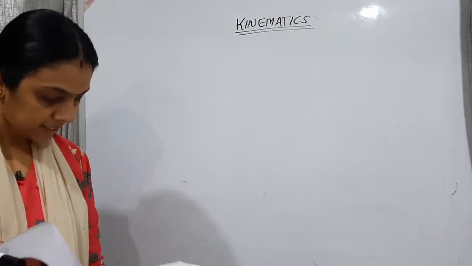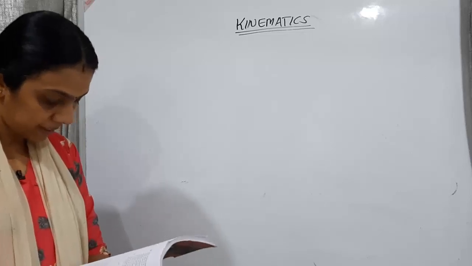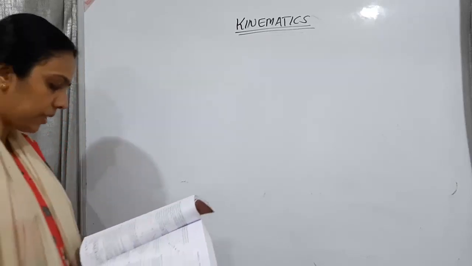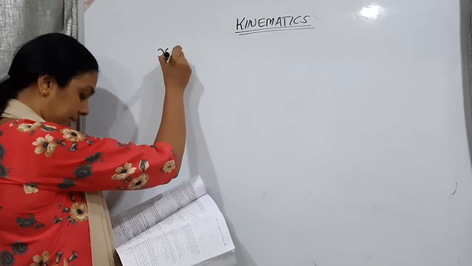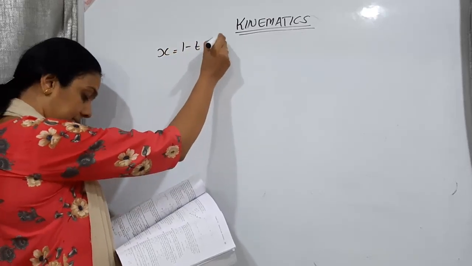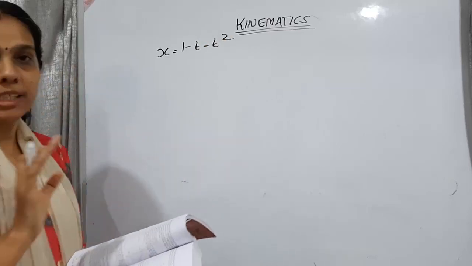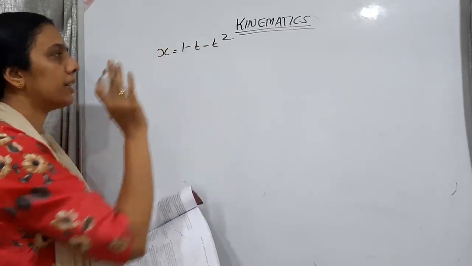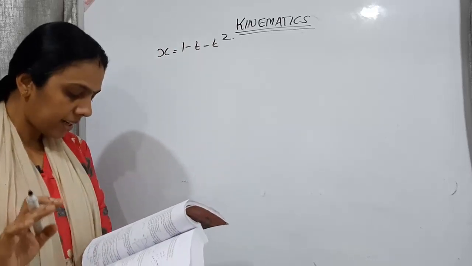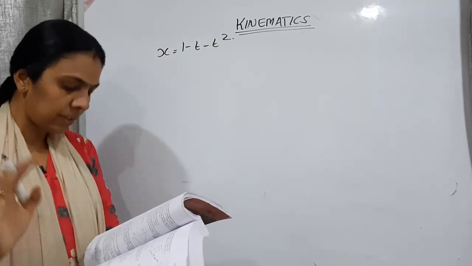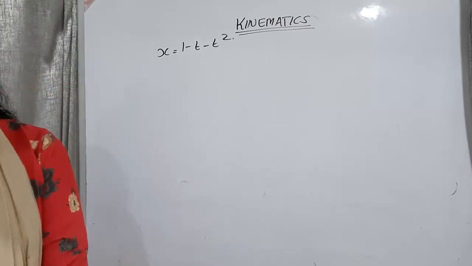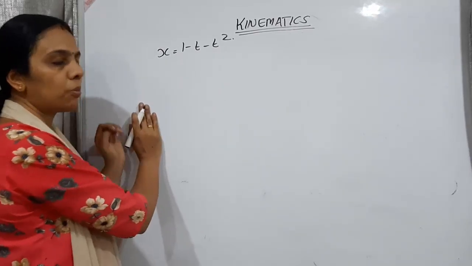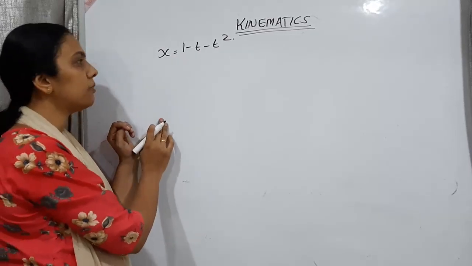Next question is, the displacement x of a particle in a straight line motion is given by x equals 1 minus t minus t square. The correct representation of the motion? So how can we represent this motion? It is the x-t graph, the position or displacement time graph. How can we represent this?